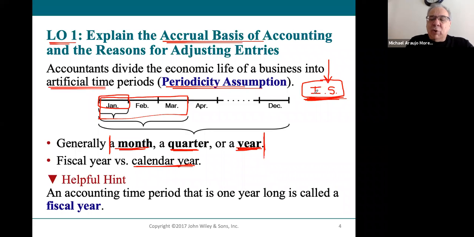Matter of fact, if you look at an income statement, the title will say the name of the company, income statement, and then it'll mention the period of time: for the month of, or for the year of, or year ending. That tells you it's based on the periodicity assumption because it measures a period of time.